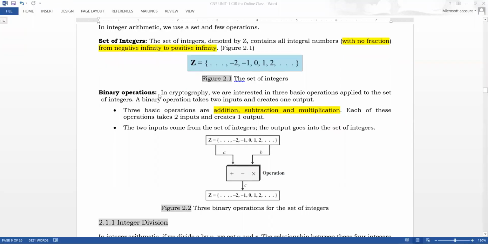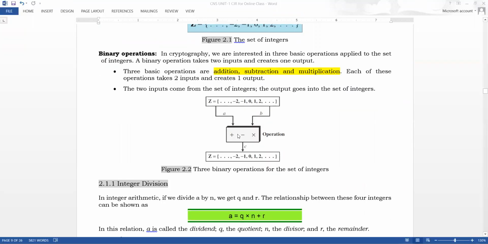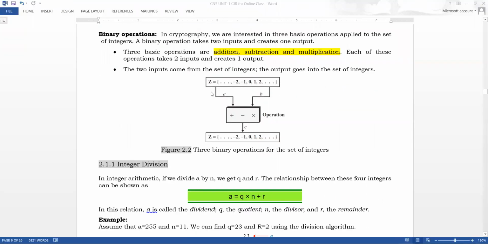So here, binary operations. Basically addition, subtraction and multiplication operations will be performed on the set of integers. See here in this diagram, I have taken an integer from Z as a, another integer b also taken from the same set, and apply any one of the operations and you will get the result, also an element in Z. So these are the three basic operations.